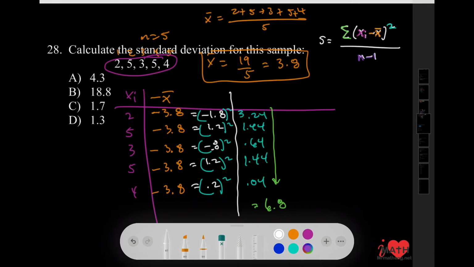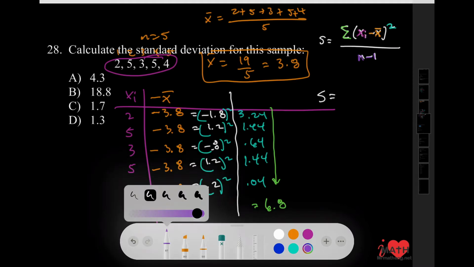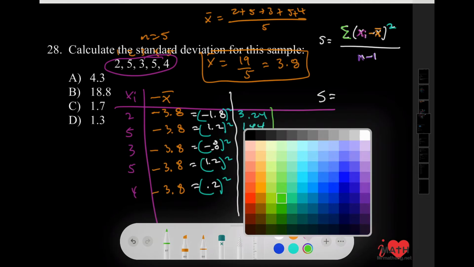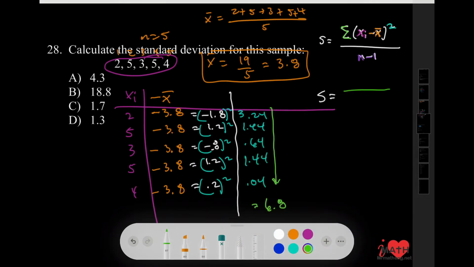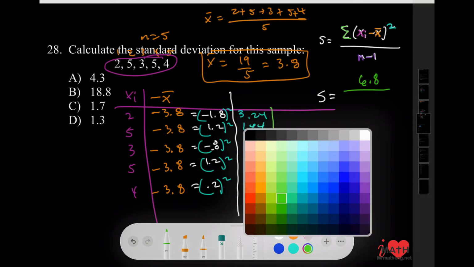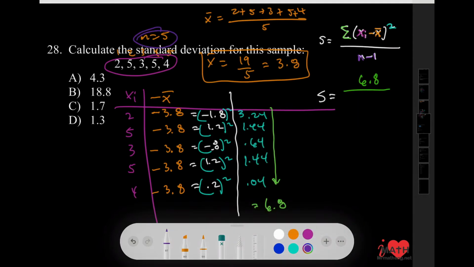So the standard deviation of our deviation, xi minus x bar, that gives us 6.8. And then purple, our n value was 5, so 5 minus 1. So just clean that up, 6.8 divided by 4. And let's change pen color here. This gives me standard deviation to be 1.7.